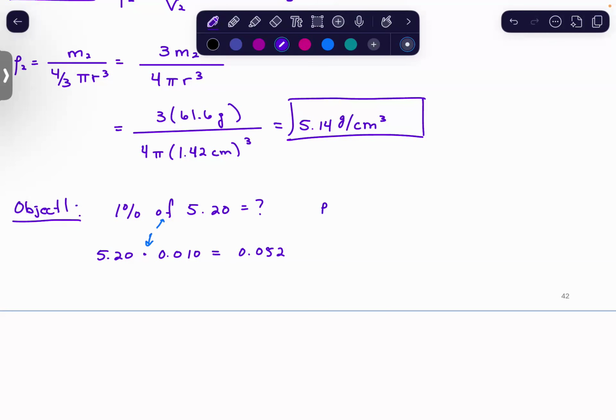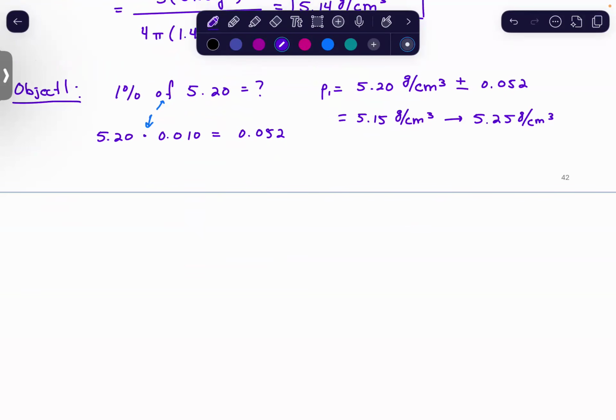So that means my density 1 is going to be 5.20 grams per cubic centimeter plus or minus 0.052, which is my 1%. That means I'm going to have a range of 5.15, so 5.2 minus 0.052 grams per cubic centimeter, to 5.25 grams per cubic centimeter, keeping everything in the correct significant figures. That's my range for density 1. Now, object 2.